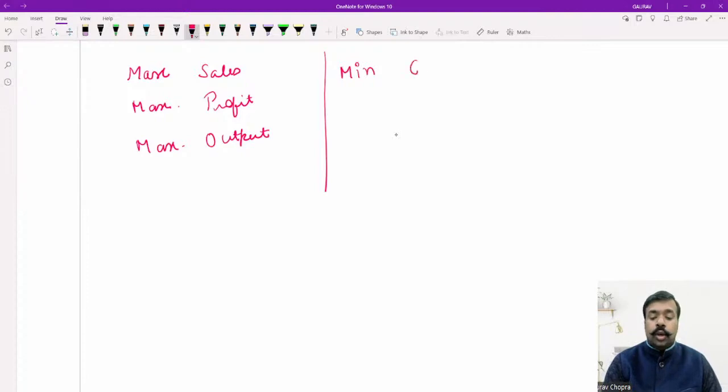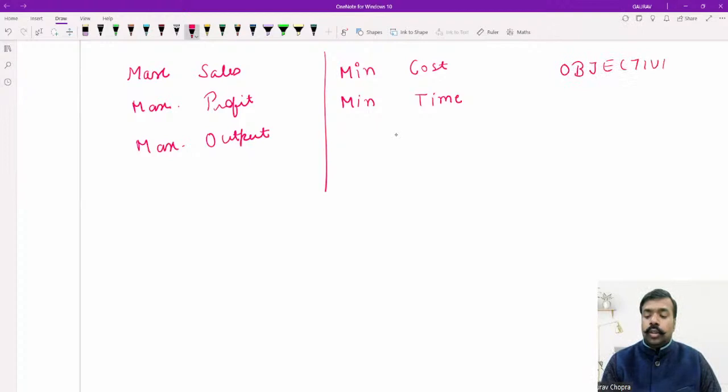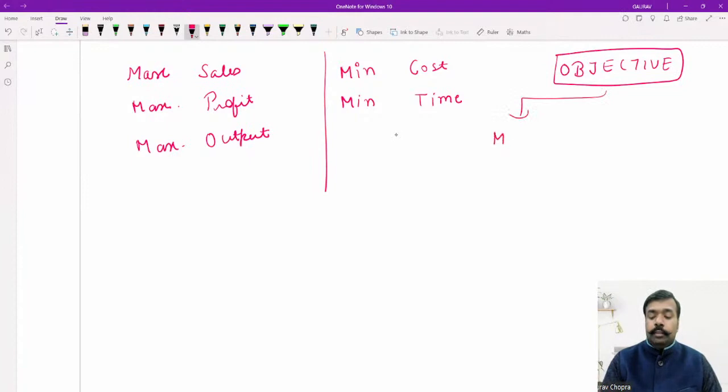So we have to focus on the cost, like how cost can be minimized, or, let's say, the time, how we can produce in the least possible time. So again, we have to minimize. Whenever we are talking about objective functions, there are only two objectives. One can be maximization and the other can be minimization. So we always have to see what the question is asking, maximization or minimization.